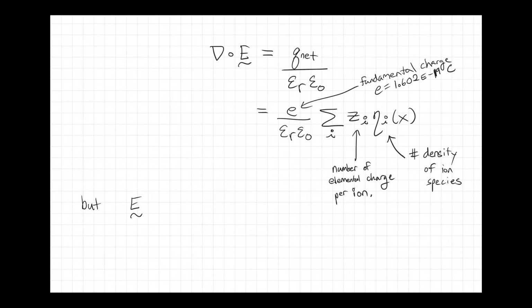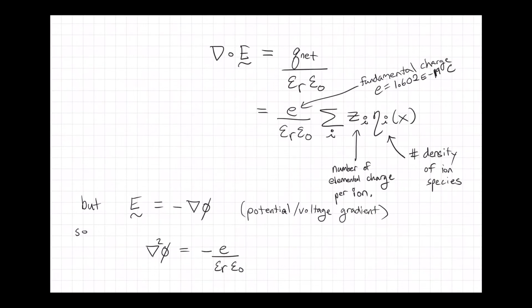All right, so what I can do is recognize that the electric field in turn can be written in terms of an electrostatic potential. So the electric field is minus the gradient of the potential. In that case, I can replace the divergence of the electric field with the Laplacian of the electric potential, keeping the same right-hand side but changing it to a negative sign.